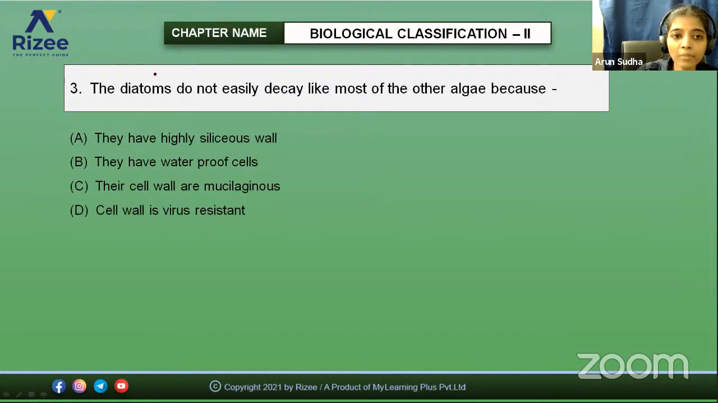The third question: diatoms do not easily decay like most of the other algae because they have a highly siliceous wall, waterproof cells, or a mucilaginous cell wall that is virus resistant. This is also one of the easy questions. Yes, option A, correct, Nandini, because they have a highly siliceous cell wall. The silica content is more. It is not the waterproof cells, or mucilaginous, or virus resistant. Because of the high amount of silica, they do not easily decay, so the degradation will be delayed.